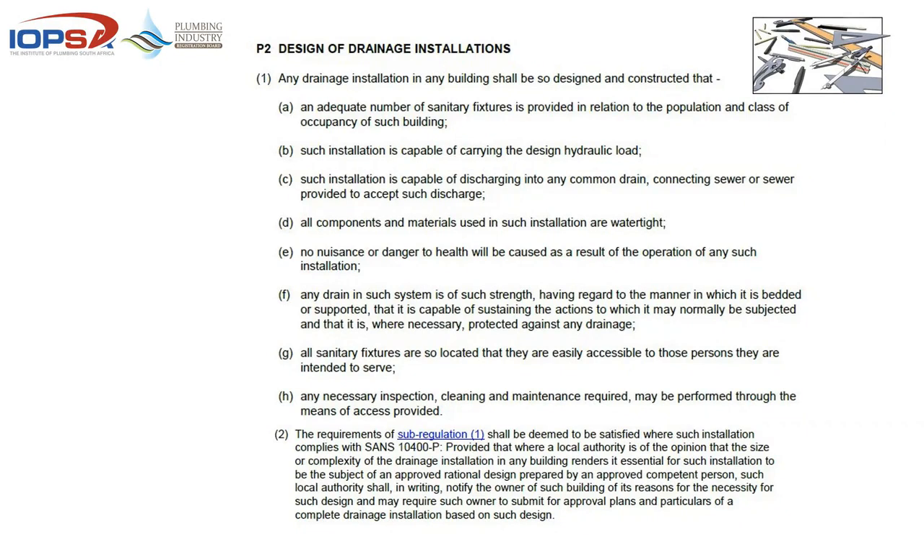Then Part 2 says that if you cannot do anything as stated in sub-regulation 1, the local authority will require a rational design by a competent person, and it will notify the owner in writing of its reasons. After that you'll have a competent person. In our case, sanitation is an engineer, and they would provide drawings that need to be approved by the local authority.